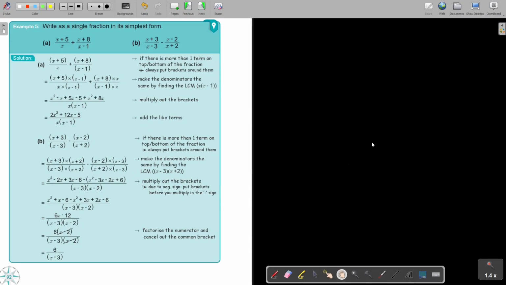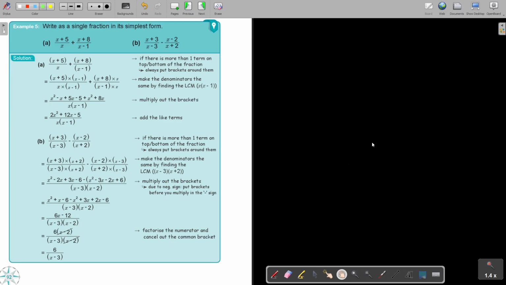Okay, so write as a single fraction in its simplest form. Okay, so now it's 2. Now it can either be a plus or it can be a minus. If it's multiply and divide, then it's easy. Then it's almost just factorizing and cancelling out. But let's look at first the positive. Now, if there's more than one term on top or the bottom of the fraction, always put brackets around them. So put brackets, brackets, brackets.